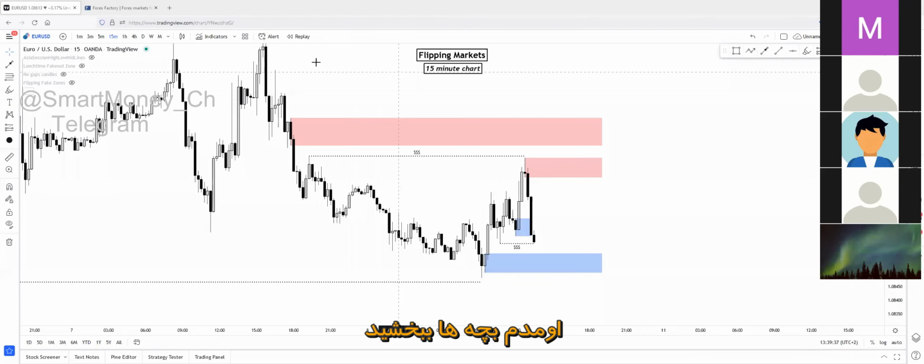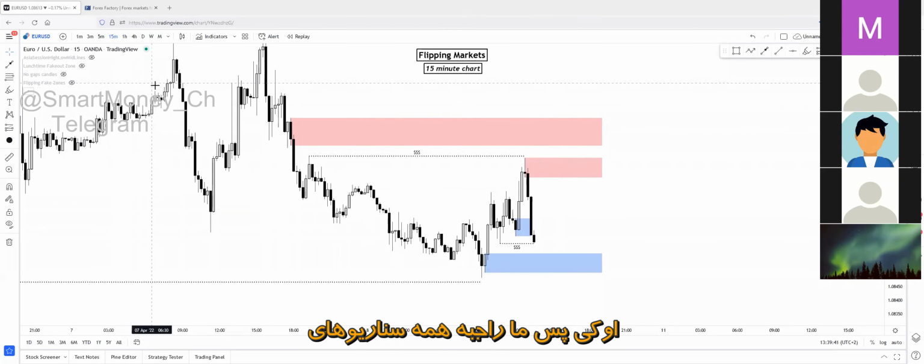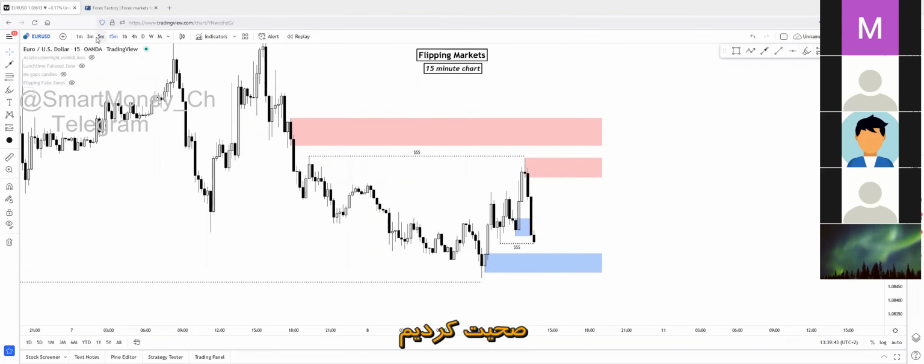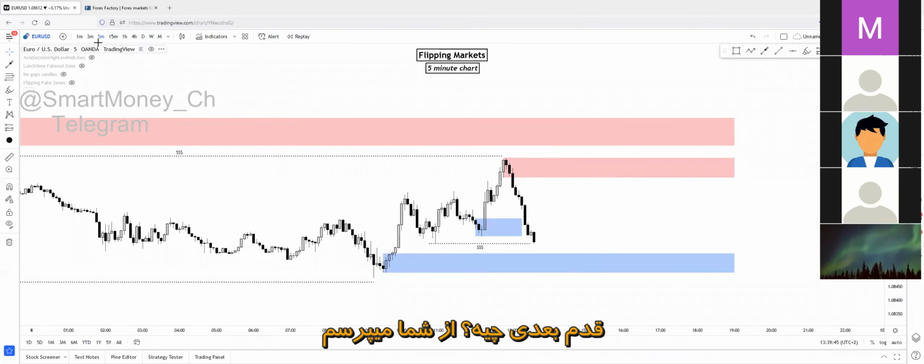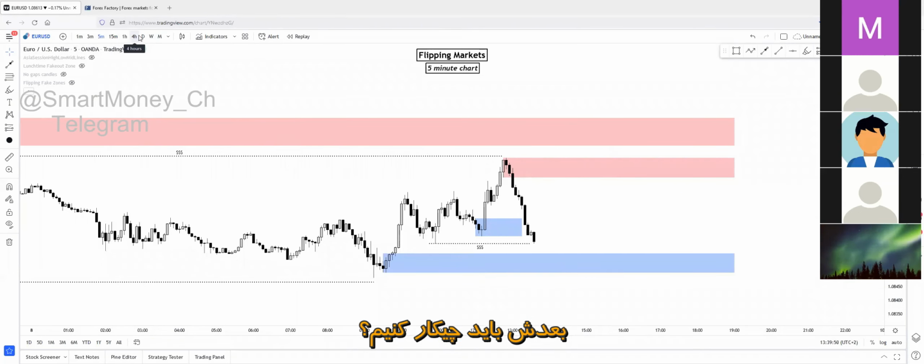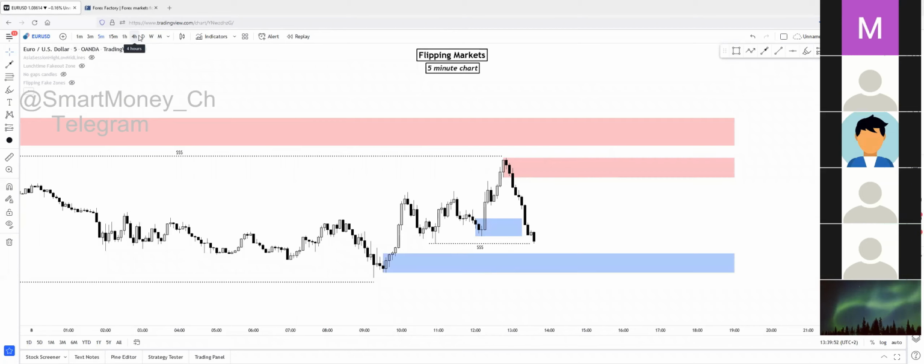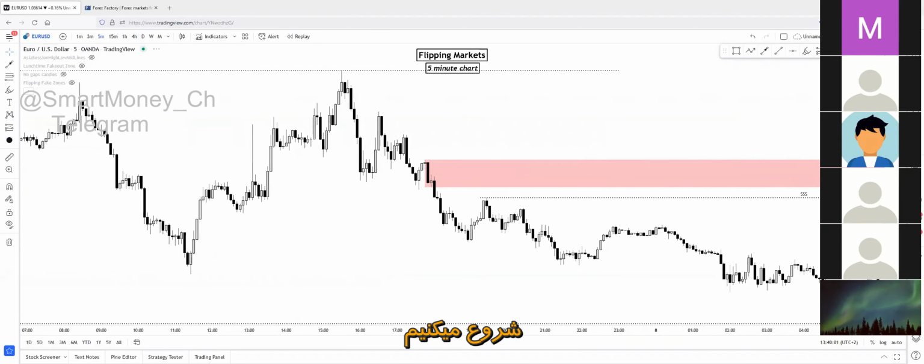I'm back, guys, sorry. Okay, so we talked about every single scenario on the 15-minute chart that could possibly happen. What's the next step? I'm asking you. What's our next step? Refinement on the 5-minute. Exactly. 5-minute refinement of the 15-minute zones. Okay, let's start with the upper area right here.